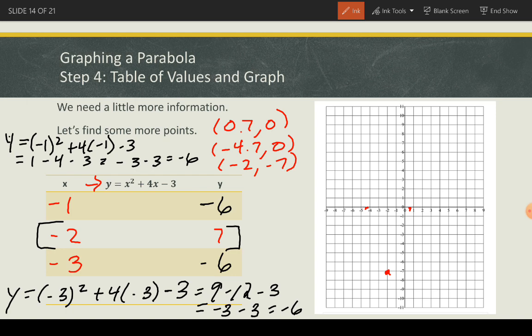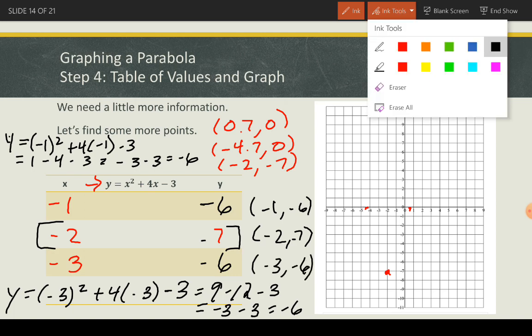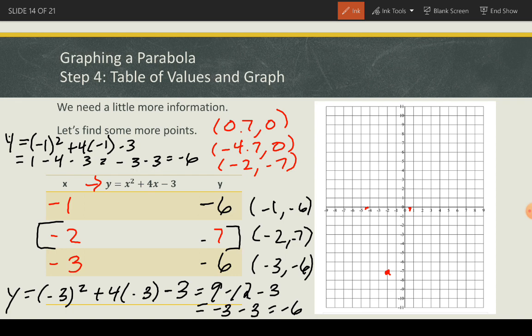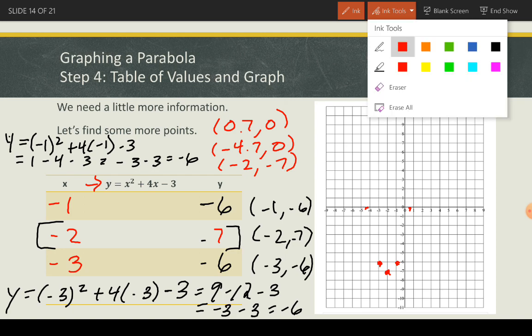So let's go ahead and graph the point negative 1, negative 6. We already graphed our vertex, negative 2, negative 7. So we don't need to do that. And then we need to graph negative 3, negative 6. So negative 1, negative 6 is about here. And negative 3, negative 6 is about right here. Okay, so we have more points to make our graph slightly more accurate.